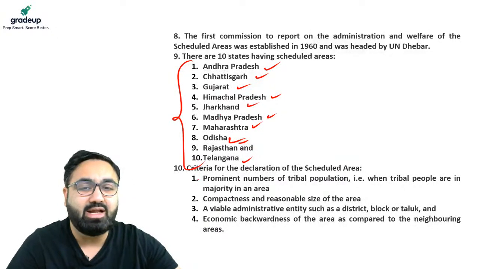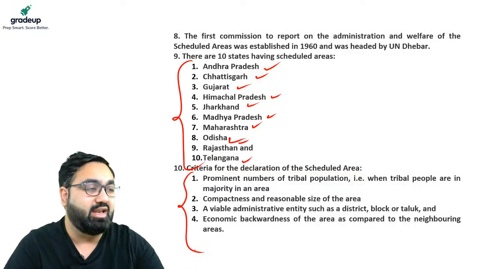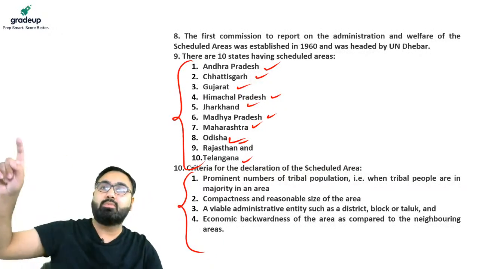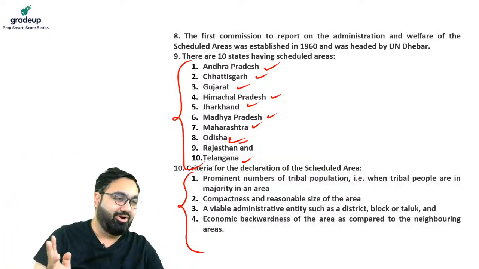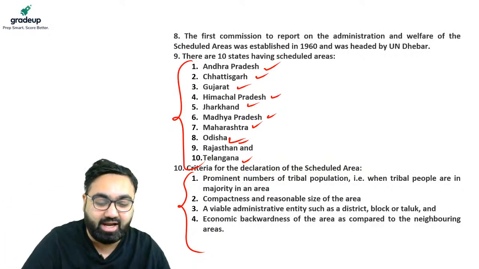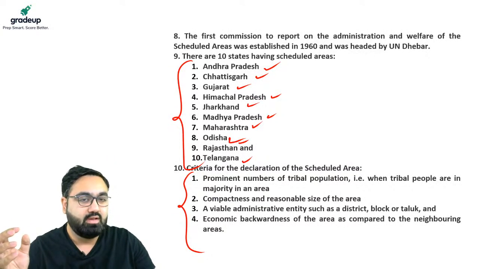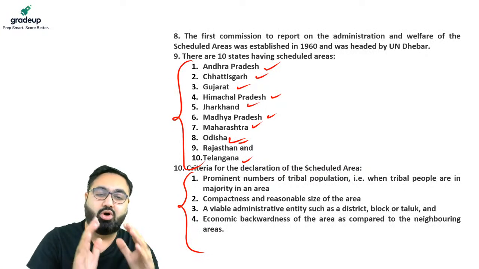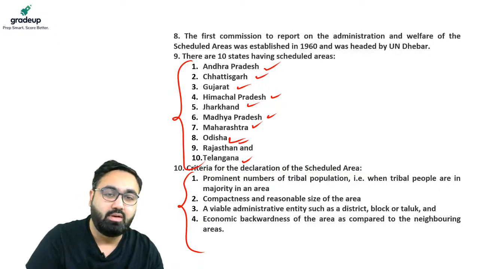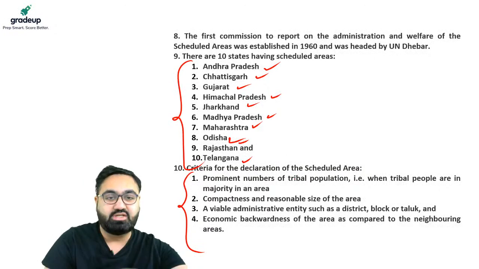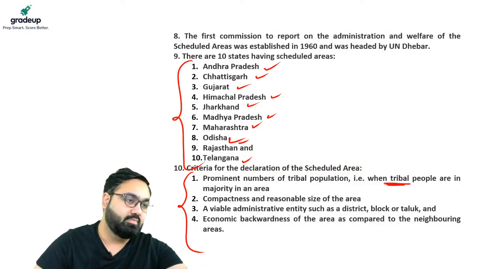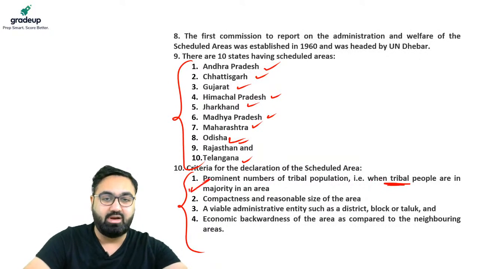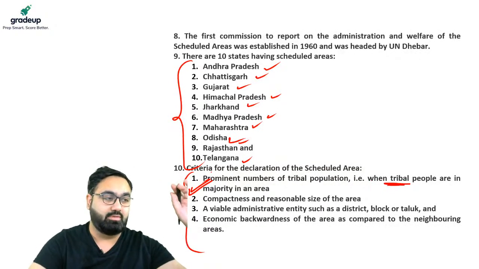Now, how is it that the president decides that a particular area will be a scheduled area or not? He cannot randomly say, this scheduled area bana do. Obviously not, right? So, President of India has to follow certain rules. There are certain criteria on the basis of which certain area is called a scheduled area. For example, number one, most of the population in the area should be tribal. So it should be mostly tribal population living in that area. Tribal people should be living in that area mostly.